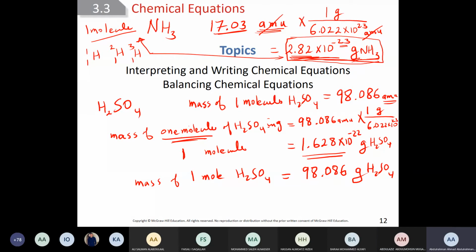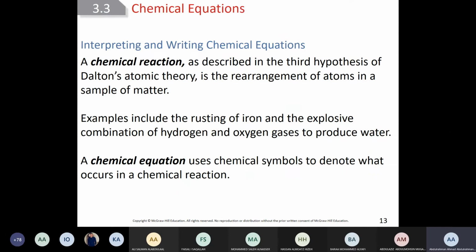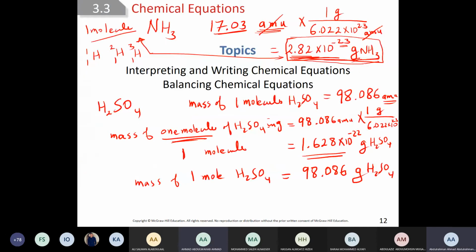Is this clear? You have to differentiate between these things. Doctor, what's the difference between the first one and the second one? The mass of one molecule of H2SO4 is 98.086. Didn't you say the same thing for the second one? No, mass of one molecule of H2SO4. But what's the unit? This one is grams, and this is AMU. You have to be careful. The unit is important. Clear?